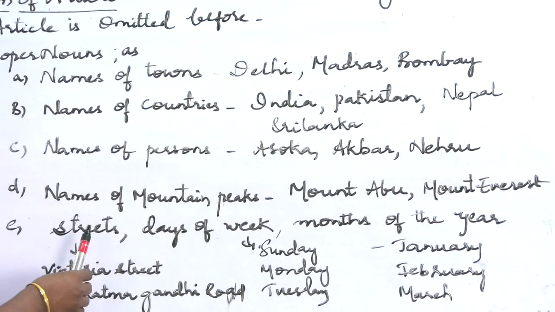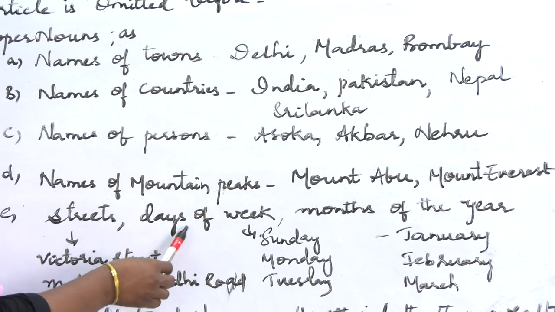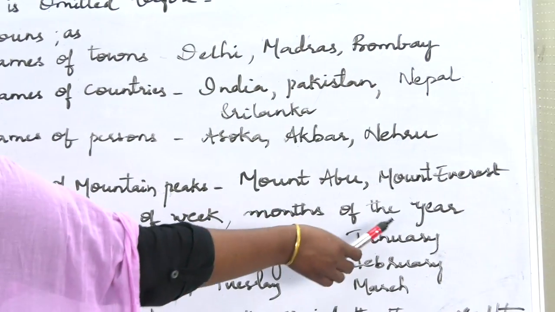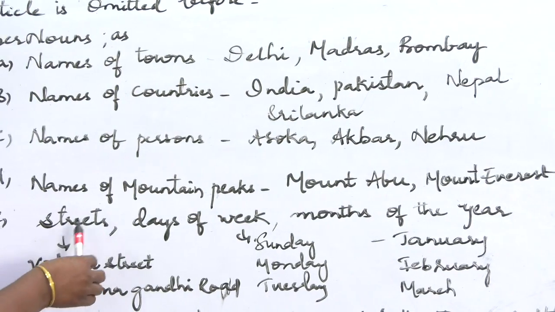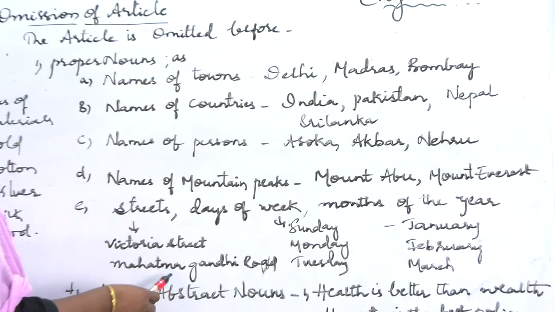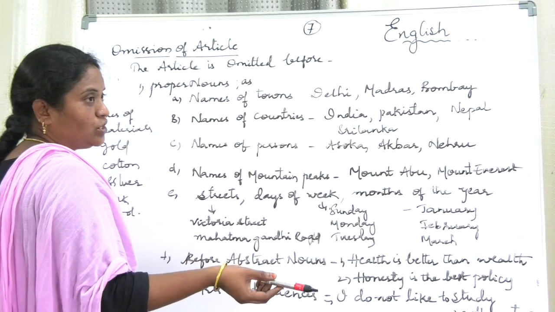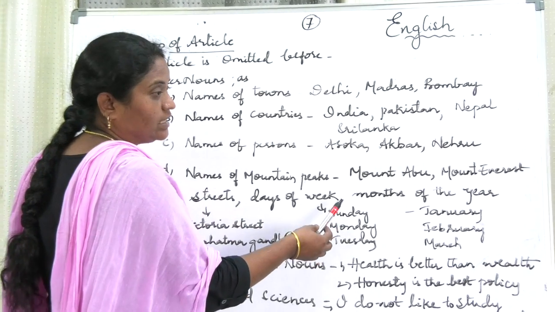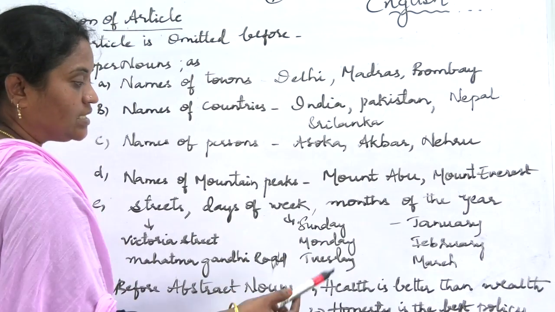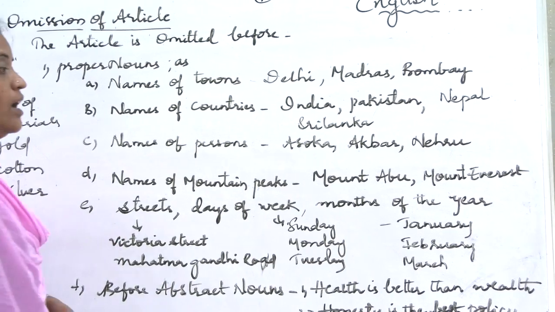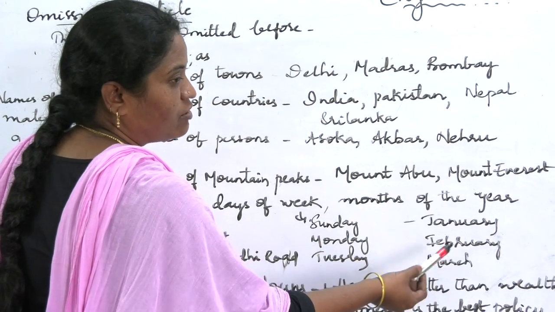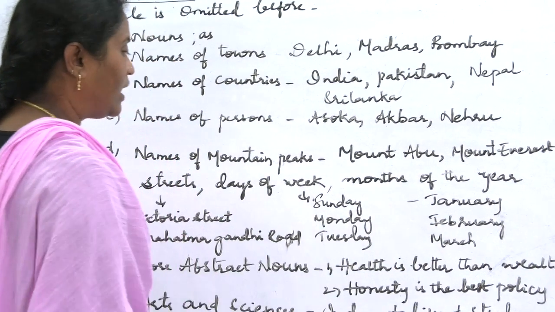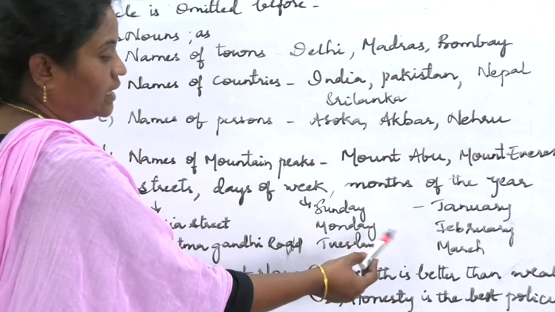Next, before the names of the streets, days of the week or months of the year. For example, see streets, Victoria Street or Mahatma Gandhi Road, MG Road, Kottagudem, etc. Or days of a week like Sunday, Monday, Tuesday, Wednesday, Thursday, Friday, Saturday. Months of the year like January, February, March, April, May, etc. Okay. So here article is omitted.